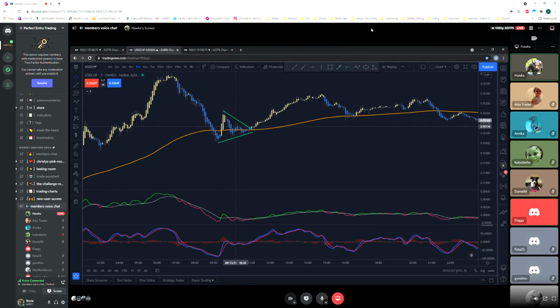Think of these patterns as a spring. What happens when you compress that spring? When you release it, the spring just takes off. Same thing here. Price is being compressed within this triangular pattern, and then it can't hold anymore and it just takes off. So that's what happens here. This is a really good example of one right here. This is a symmetrical triangle.